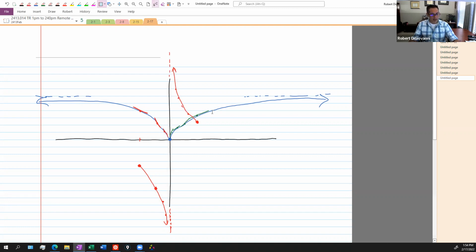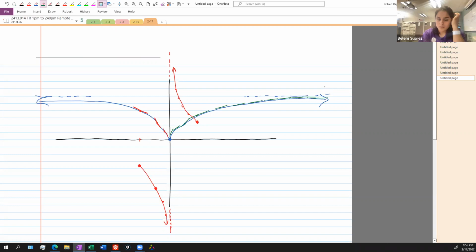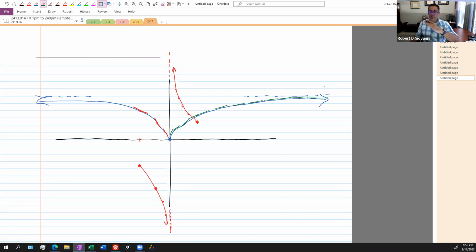Let's stay on the right-hand side. As I move along here, what are these slopes doing? They're all positive, but what are they starting to do? They're going to become 0. They're trying to become horizontal, right? They're trying to, but you're never going to get there because it's a horizontal asymptote.